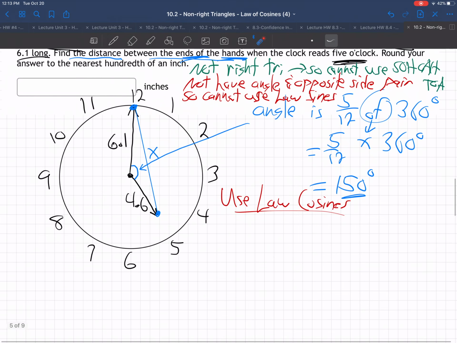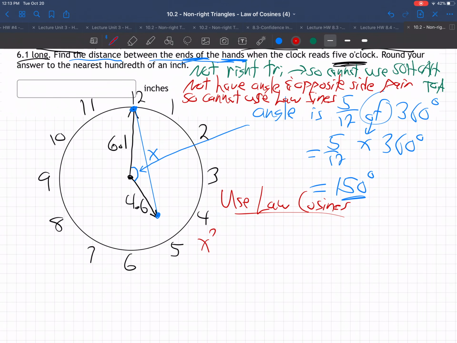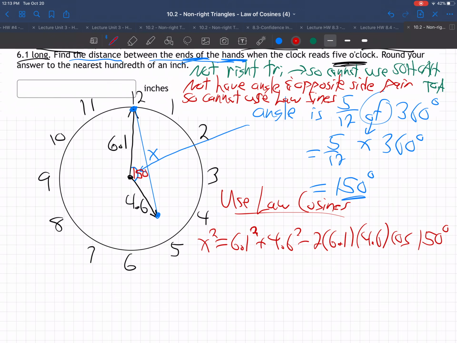So let's go back to it. We're trying to find x there. So x squared equals the other two sides, 6.1 squared plus 4.6 squared, it doesn't matter what order, minus 2 times 6.1 times 4.6 times the cosine of the angle opposite x. What's opposite x? That 150 degree angle. This is 150 degrees right there. That's what we found. See how we've got a side and opposite angle? That's what the law of cosines says you've got to do.